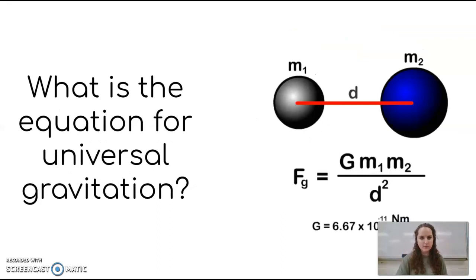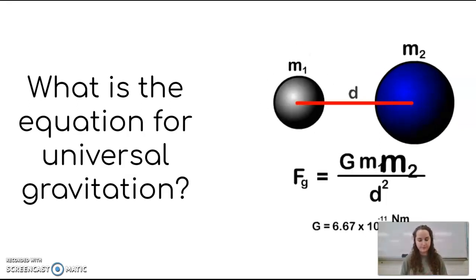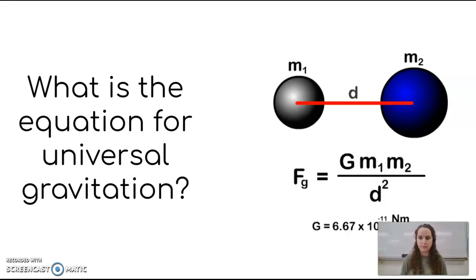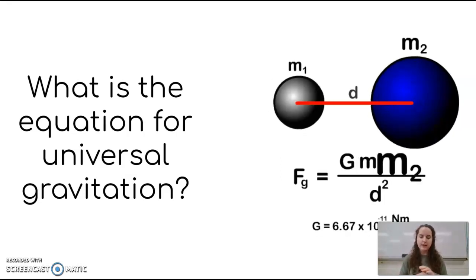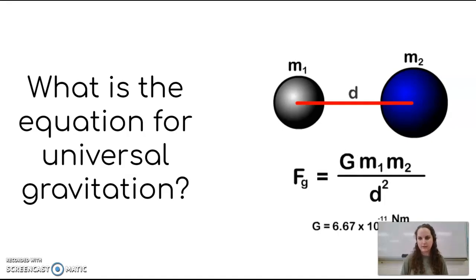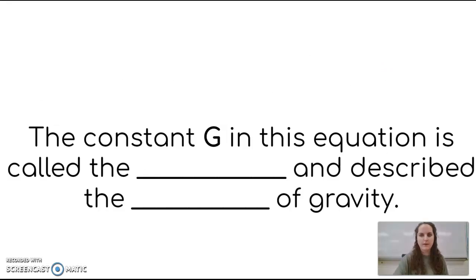Okay, so what is the equation for universal gravitation? Well, it says that F is equal to G, which is the gravitational universal constant, times m1 times m2, which are the masses of our objects, divided by the distance that separates them squared, or this inverse square of the distance. The constant G in this equation is called the universal gravitational constant, and it describes the strength of gravity. So how strong is gravity between these objects?